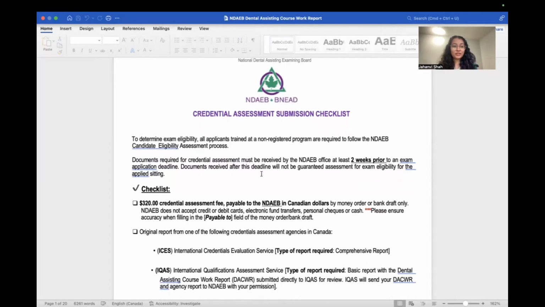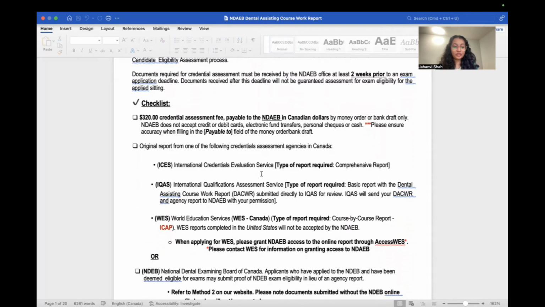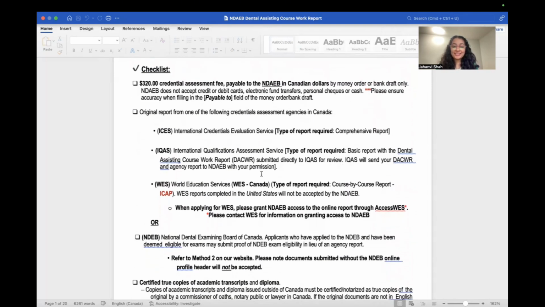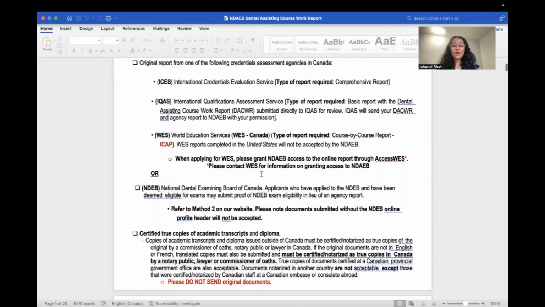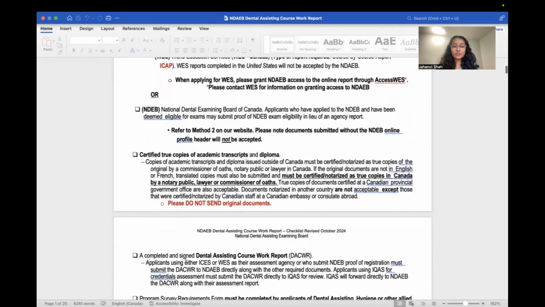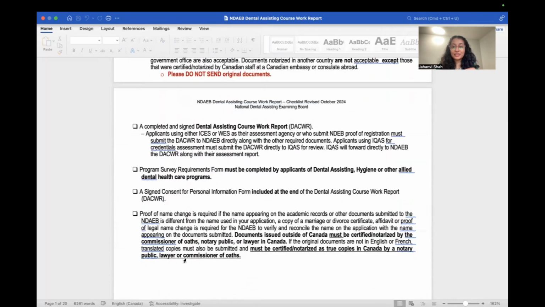Perfect. So here on the screen, you can see the report. I'm just going to go quickly over the checklist. That is the $320 as a bank draft, the original reports from either ICES, IQS, or WES. Or if you have an NDAEB profile, you can get your eligibility done directly. You have to submit certified true copies of your academic transcripts and diplomas. You have to send them a signed and complete DACWR report, that is the dental assisting coursework report.